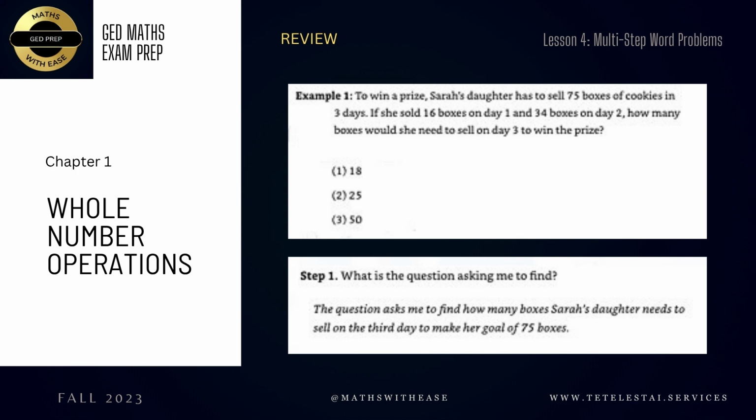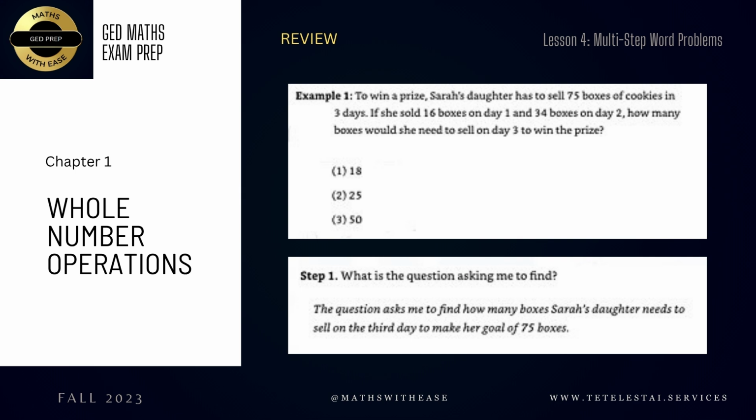So now I've gone back and realized, oh, 34 boxes on day two literally means she sold 34 boxes. The two is not factored in here, right? So far she sold 34 boxes and 16 on day one, okay? So 34 plus 16 is 50.